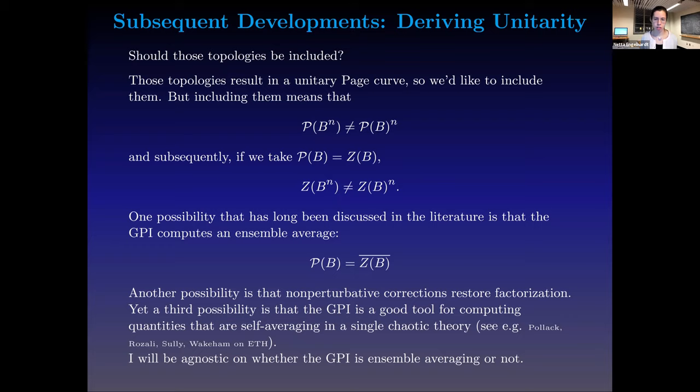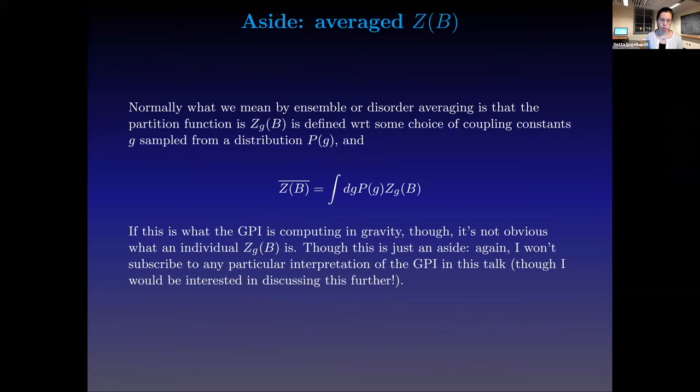All right. So even though I'm going to be agnostic on whether the gravitational path integral is ensemble averaging or not, I just want to make an aside here, a comment on averaging. Normally when we say an ensemble or disorder average, what we mean is we have this partition function Z sub g, which is defined with respect to some choice of coupling constants, which are sampled from a distribution. And then this average is computing this integral here. Now, if this is what the gravitational path integral is computing in gravity, it's not obvious what an individual Z sub g of b is.